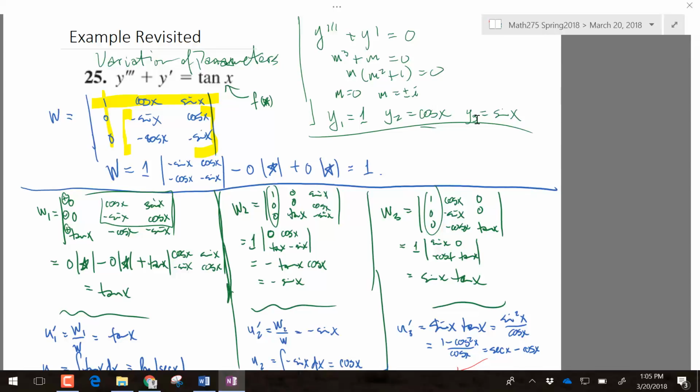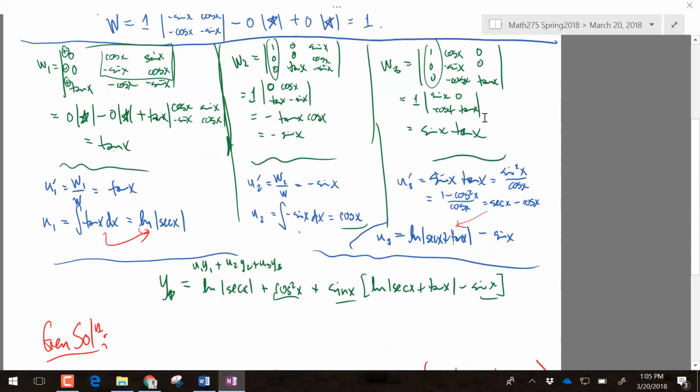Say it again. Oh, we're not doing any row swaps or anything like that. We're just finding determinants of stuff. Anything else? Okay.